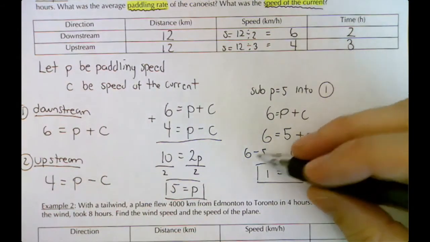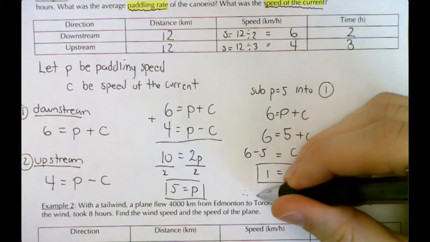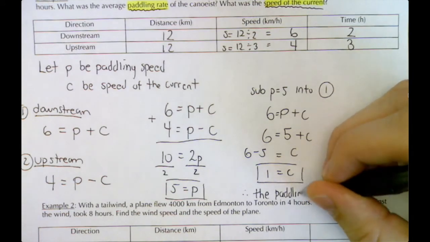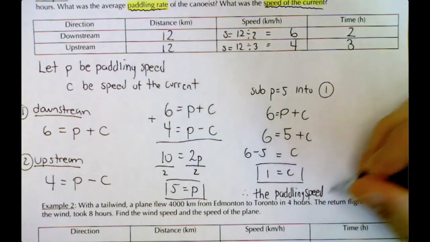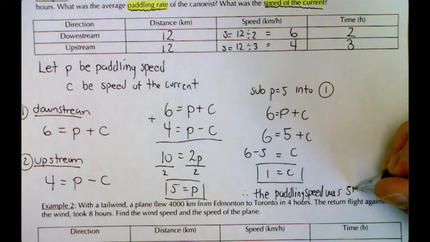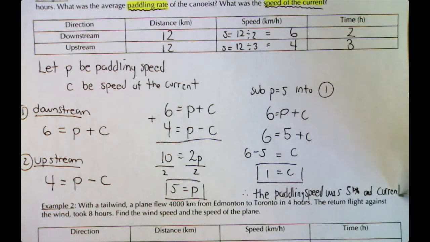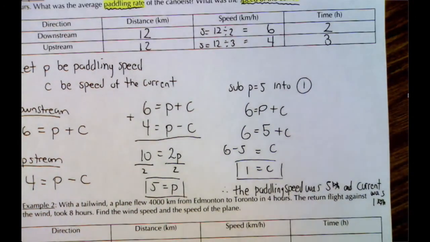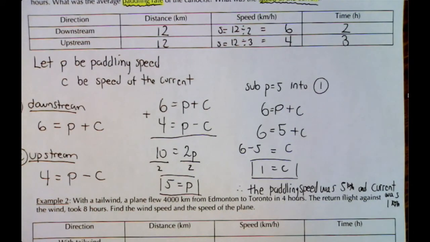So let's conclude here. Therefore, the paddling speed was 5 kilometers per hour. And current was, wow, ran out of room here, 1 kilometer per hour. That's a terribly squished in concluding sentence. But that's how we do a speed, distance, and time word problem.